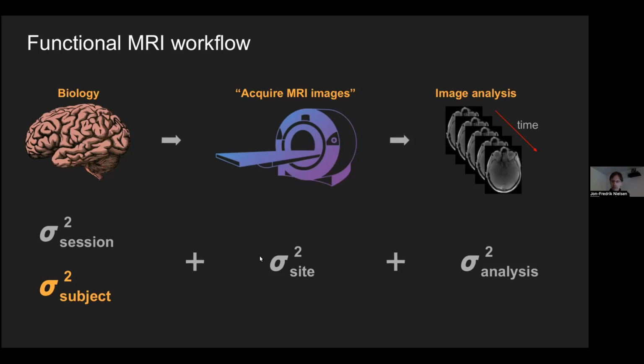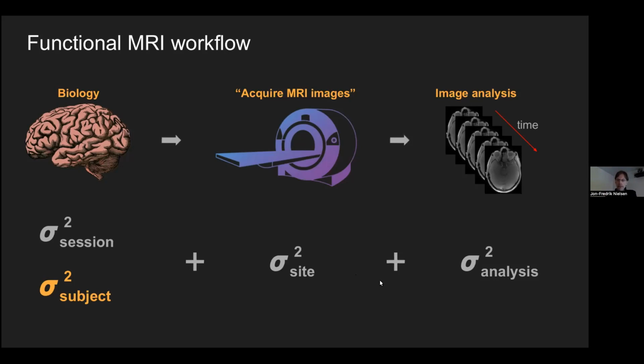So, and then we must acquire the images, and there's going to be some kind of variance between sites, so site-to-site variance or inter-site variance. That is a nuisance. So we'd like to reduce that as much as possible. I'll say a bit more about that.